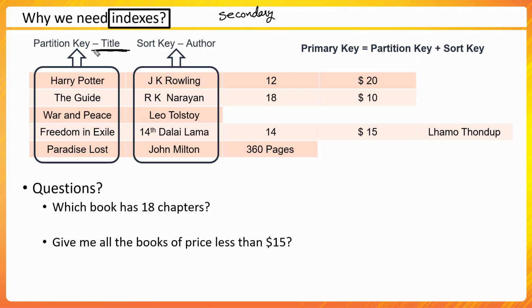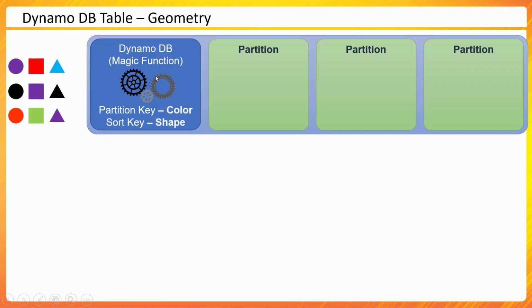Let me give one more example to bring home the point. What I have here is a DynamoDB table which I created, whose name is geometry. In the table, I have selected my partition key as color. So any item which comes up based on its color should be stored in a different partition, and they should be further sorted based on the shape we have. And let's say we have 3 partitions just for the sake of understanding.